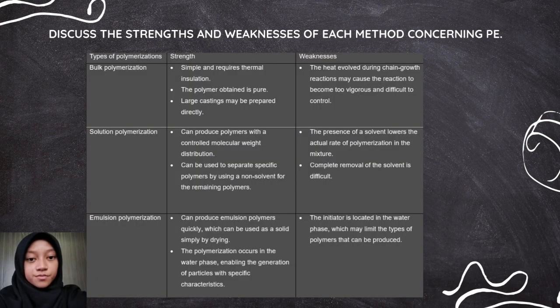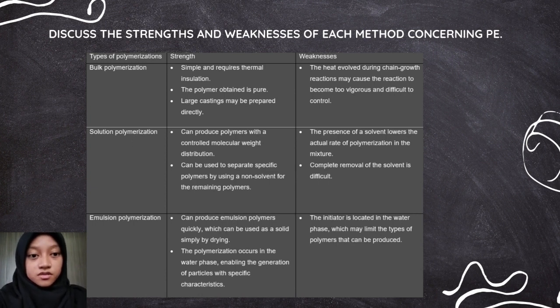The strengths of the bulk polymerization process are that it is simple and requires no thermal insulation, and the polymer obtained is pure. Large castings may be prepared directly. For the weaknesses, the heat involved during the chain growth reaction may cause the reaction to become too vigorous and difficult to control. Emulsion polymerization can produce emulsion polymers which can be used as a solid simply by drying.